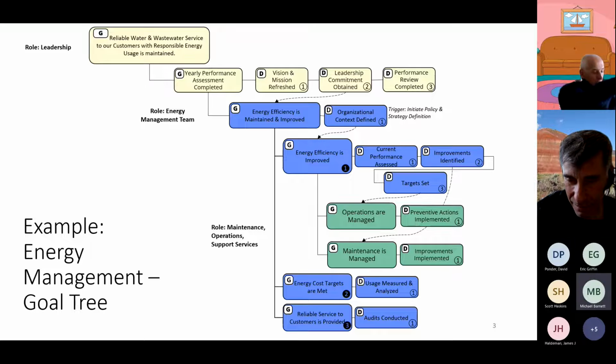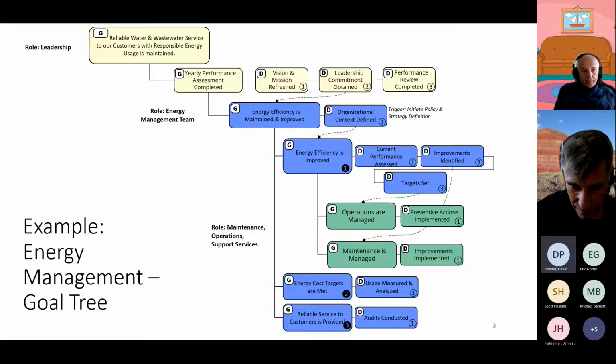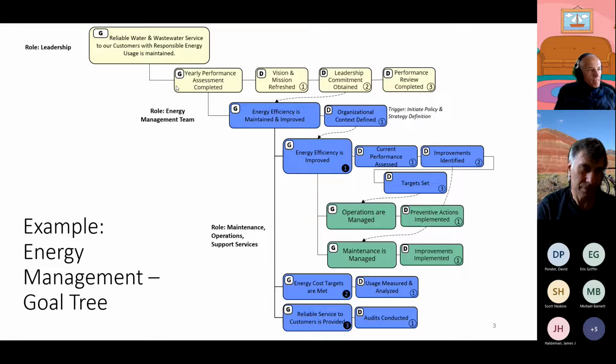I think what I'm seeing is that those things are really, and I think it's both the yearly performance assessment complete and performance review complete. Those are almost things that happen at the end. So maybe it's a different tier, right? Maybe that would help you clarify that, because those things feed into that refresh of strategic direction and leadership commitment to that strategic direction, right?